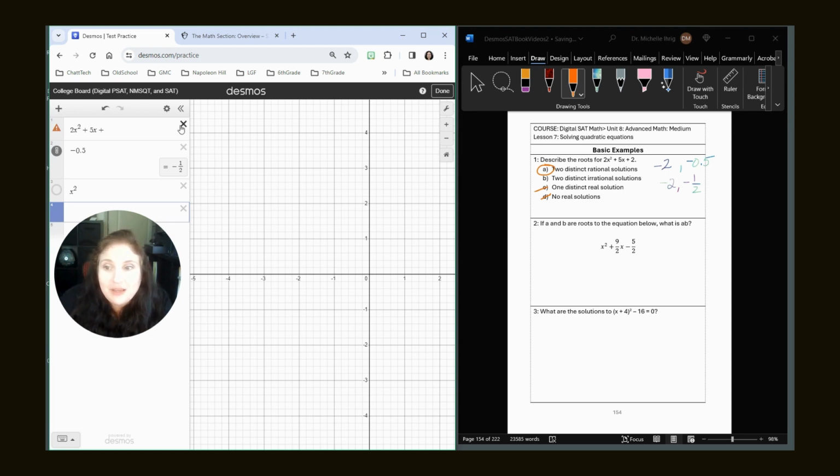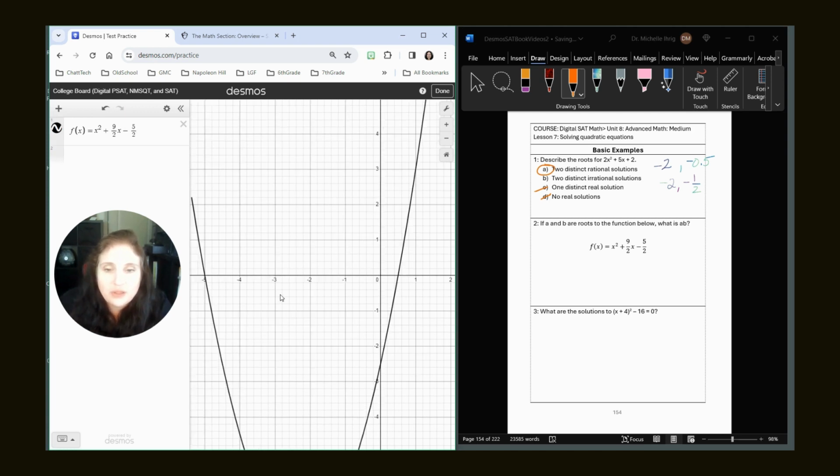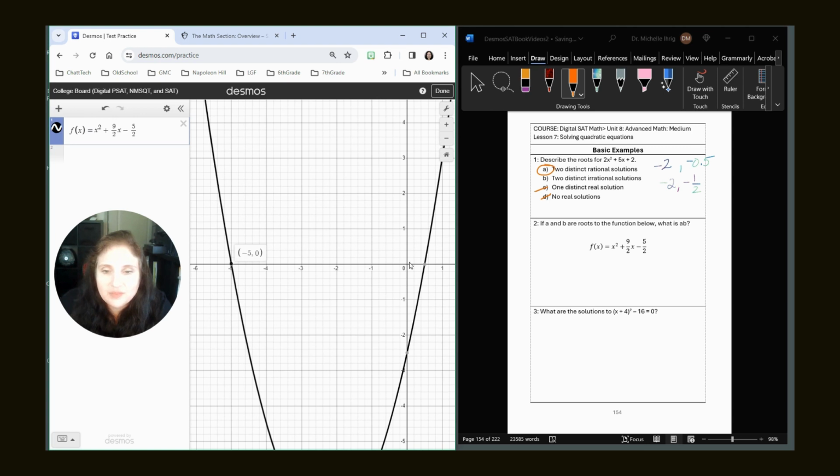It says, if A and B are roots to the equation below, what is A times B? So let's make this a function to start. f of x equals x squared plus 9 divided by 2, use the arrow key so the x goes next to it, minus 5 divided by 2. So when we look here, these are our roots again, -5 and 0.5.